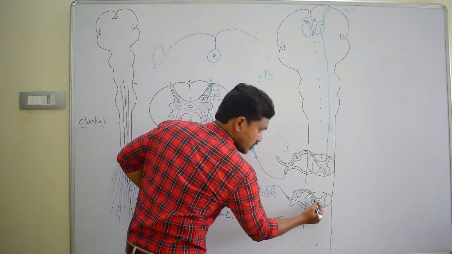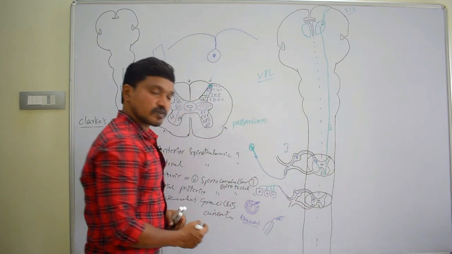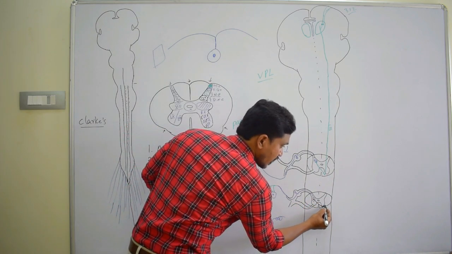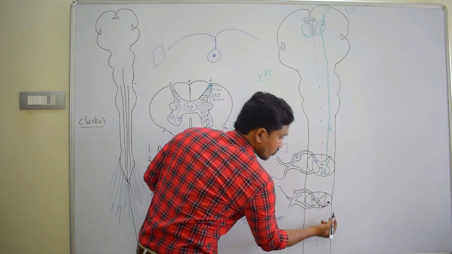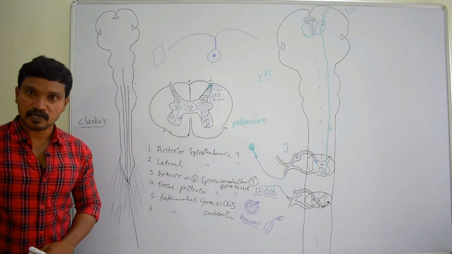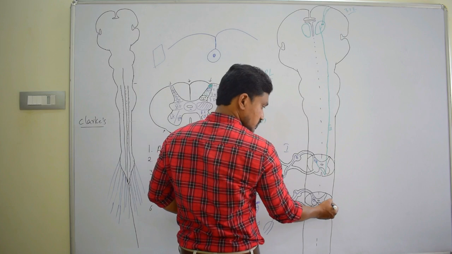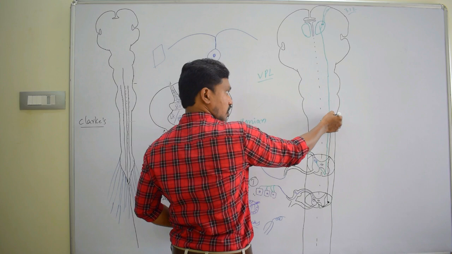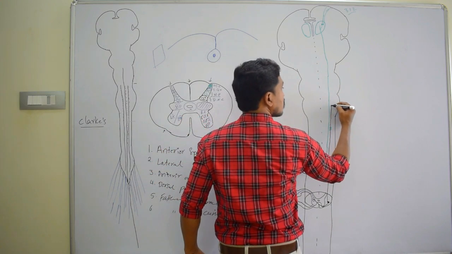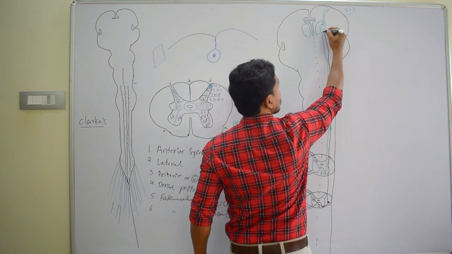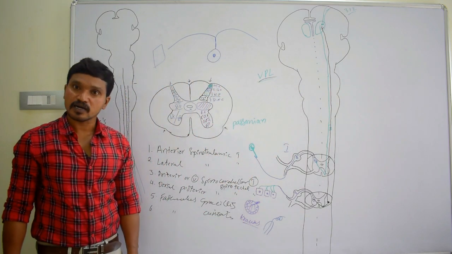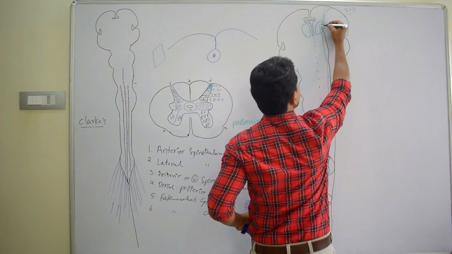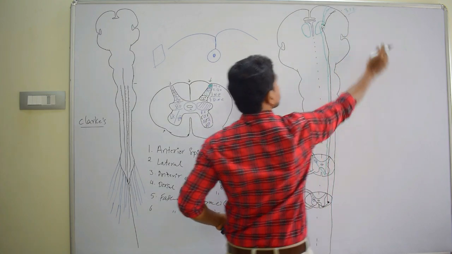Once these second order neurons arise from there, they cross to the opposite side and reach the lateral white funiculus. Within the lateral white funiculus, they ascend throughout the spinal cord, pass through the brainstem, and reach the VPL, the ventral posterior lateral nucleus of the thalamus. From there, third order neurons start. These third order neurons reach area numbers 3, 1, 2.